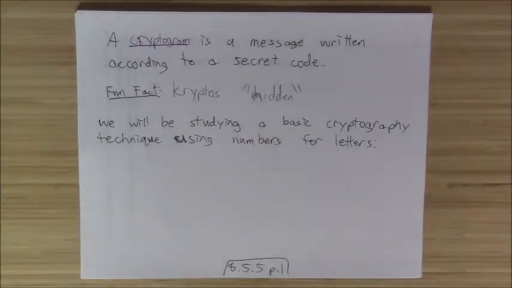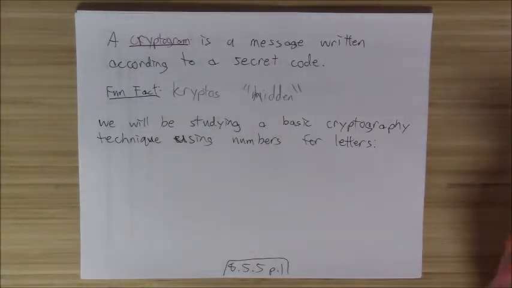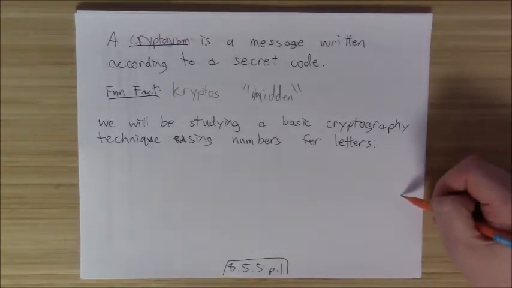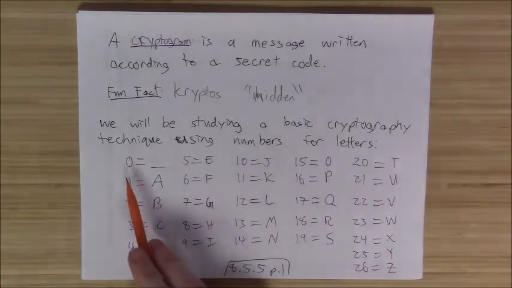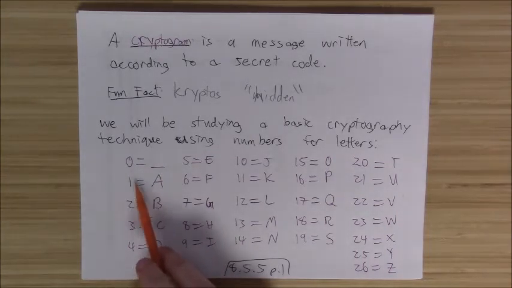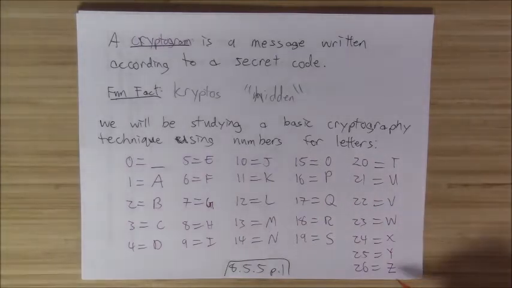Here, we're going to be studying a basic cryptography technique using numbers for letters. And because we're just starting off, we're going to use a very standard system for this. Namely, we're going to use the following system of encoding letters to numbers and vice versa. So we start by letting blanks be 0 and 0 represent blanks. And then starting with A being represented by 1, we go all the way up through all 26 letters of the English alphabet.